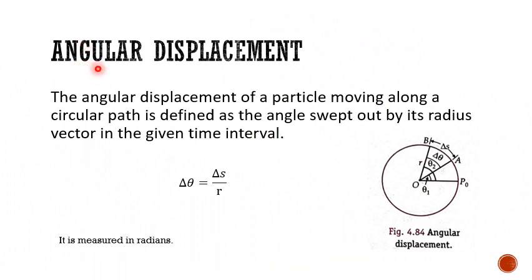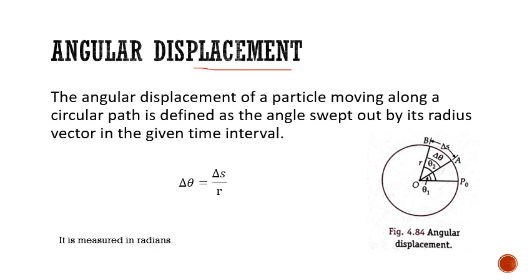Next, we'll discuss angular displacement. The angular displacement of a particle moving along a circular path is defined as the angle swept out by its radius vector in the given time interval. So we know what a displacement is. Displacement is the shortest distance traveled by a body in a given time interval.